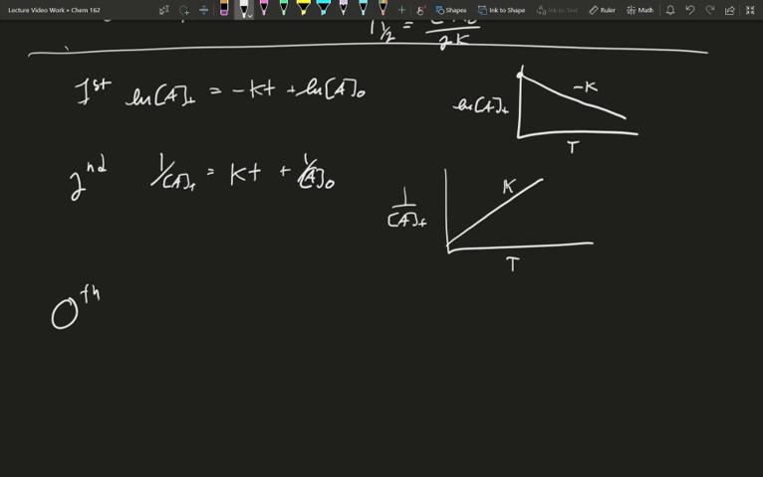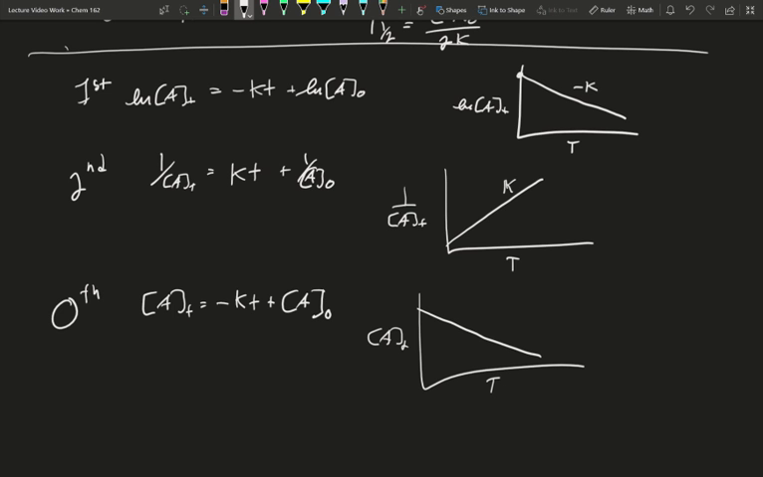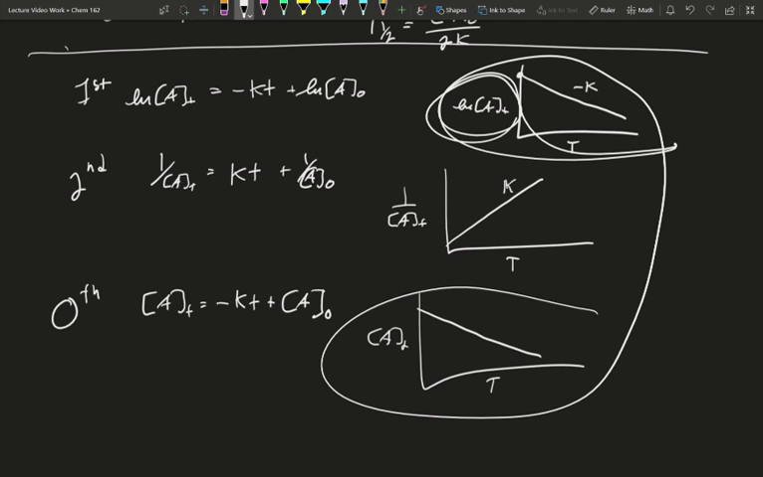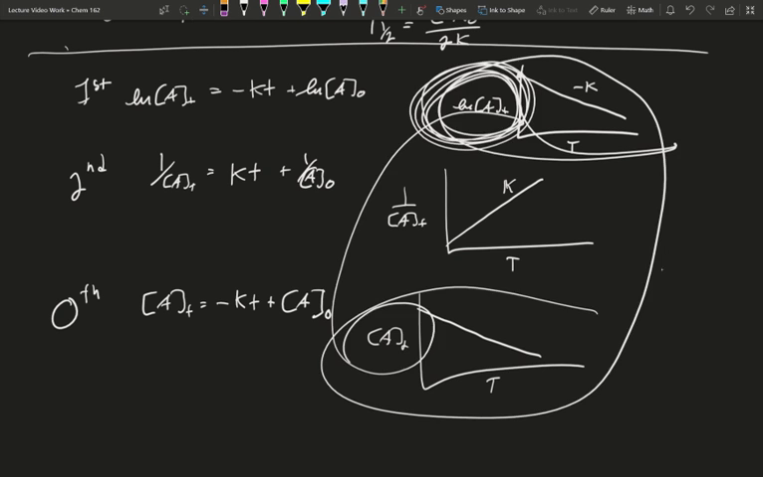And additionally, if it's 0th order, if first and second didn't work, then you can plot the concentration at time is equal to negative kT plus the initial concentration. And this should give us a graph that when we compare the concentration at time versus time, should show it decreasing. Now, at first glance, this might look like the one up above, but remember what we're plotting. Natural log versus just the raw concentration.